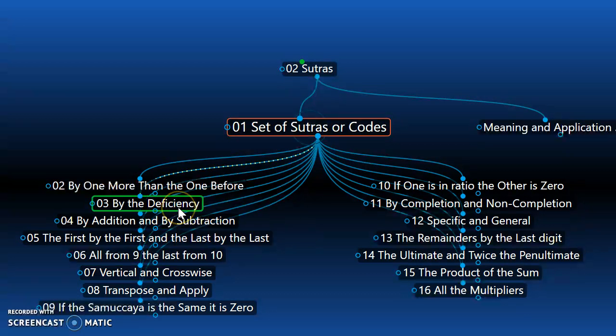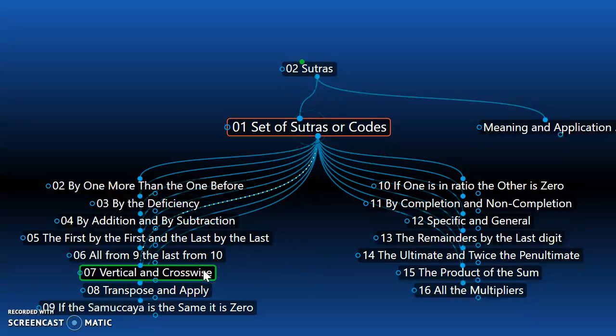Another code is, for example, by the deficiency. With this code or sutra, if you want to use the Indian term for it, you'll be able to do amazing calculations. For example, multiply 98 by 97 in your head. You can use this code and do that calculation in your head in seconds. You learn about addition, the code by addition and by subtraction. Let me remind you, you can pause the video and have a closer look at these 16 codes or formulae that will be covered extensively in the ebook.